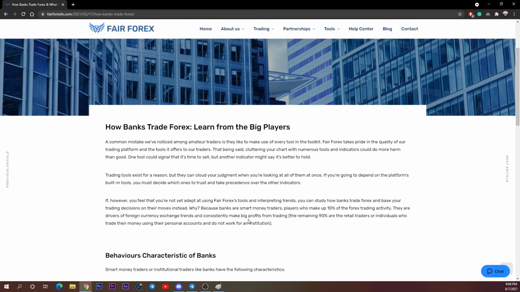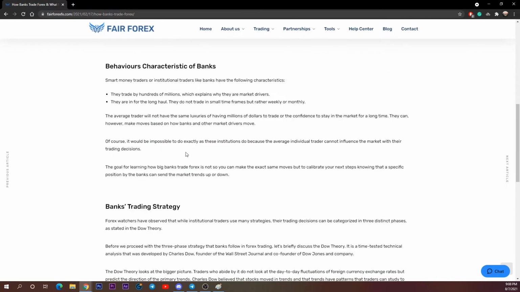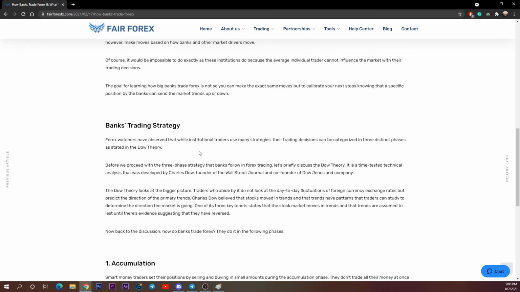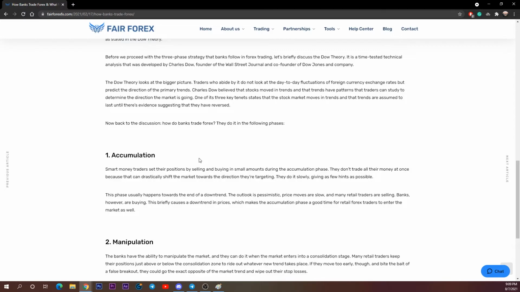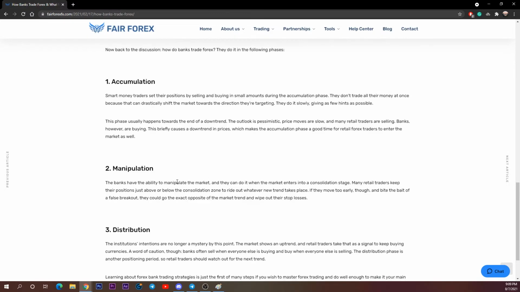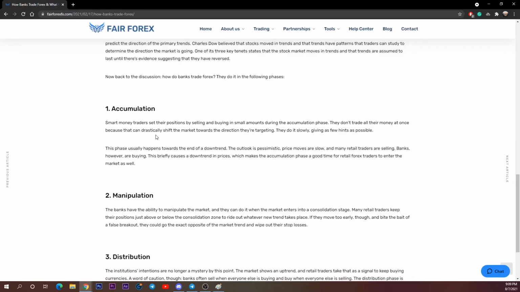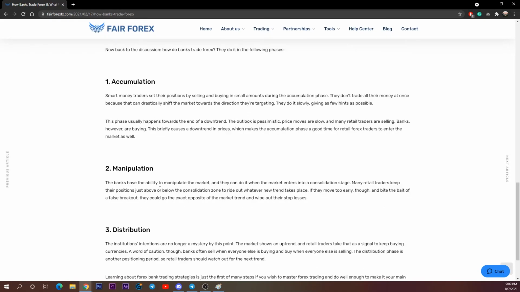All right, so I'm not going to sit here and read all of this, but let's go down to banks trading strategy. Okay, so we have right here, Forex watchers have observed that while institutional traders use many strategies, their trading decisions can be categorized in 3 phases. What are those phases? Accumulation, manipulation, distribution. All right, accumulation, an accumulation of orders. All right, manipulation, that manipulation that I showed you guys, where it manipulates the highs and the lows, takes out liquidity, takes out the people and fills in their orders.